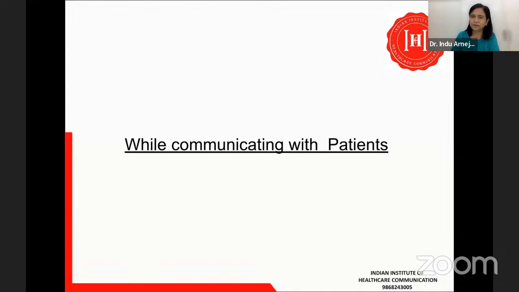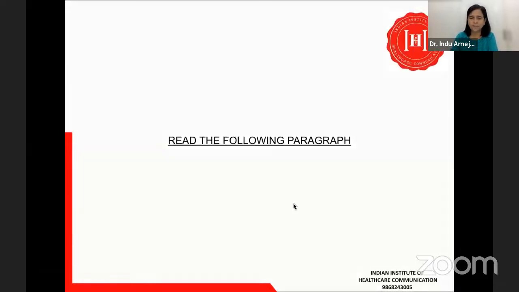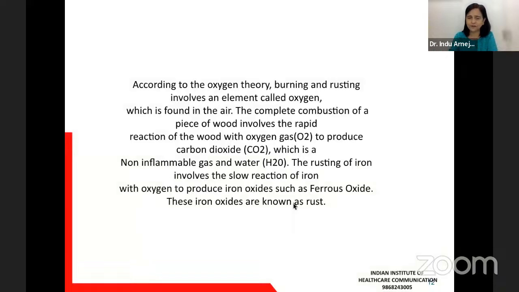Another problem when we are communicating with patients is the way we communicate, the way we explain to them. So I'm going to show you a paragraph, and I want all of you to read this paragraph with me, to yourself.